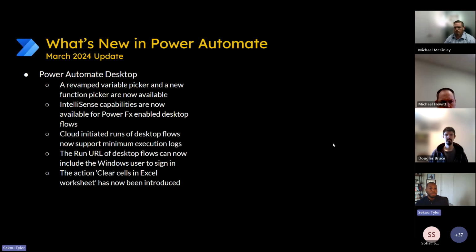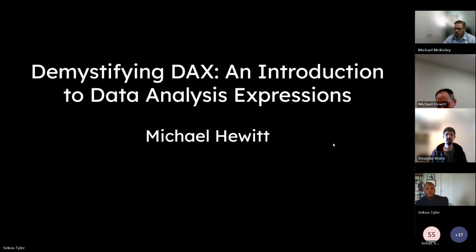And then Power Automate. There is a variable picker. IntelliSense is available. You can run a URL from your desktop flow. A clear cells in Excel worksheet action has now been introduced. So a lot of great updates there. All right, with that, I will pass it to Michael and take it away.